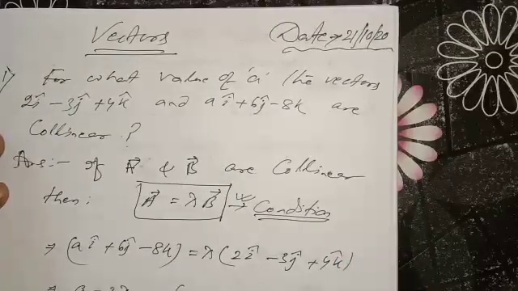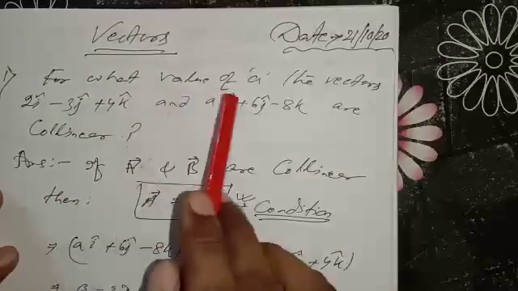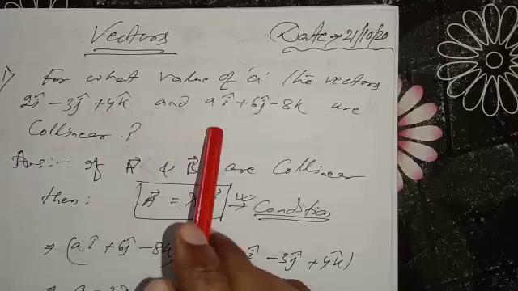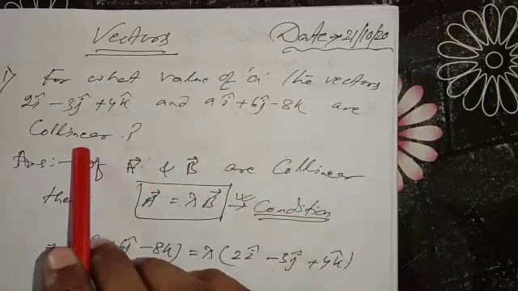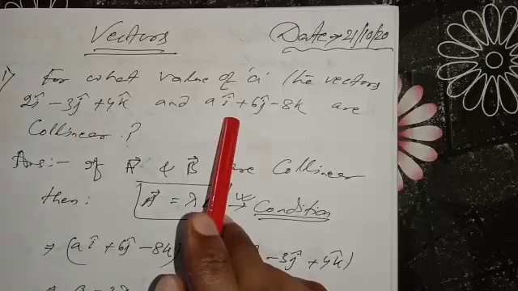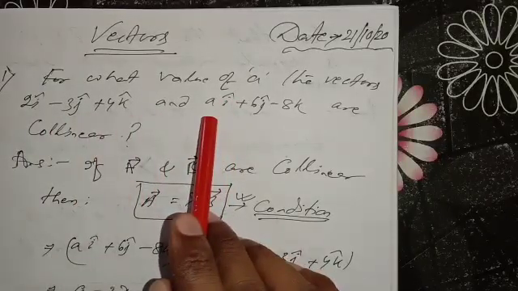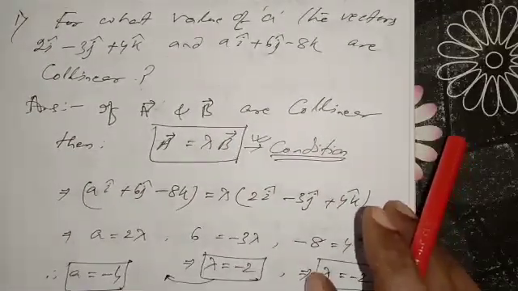Let me give some questions. For what value of a are the vectors 2i minus 3j plus 4k and ai plus 6j minus 8k collinear? Two vectors are given and you have to find out the unknown quantity, that is a, by which the two vectors are collinear to each other. Collinear means they are present in one line.